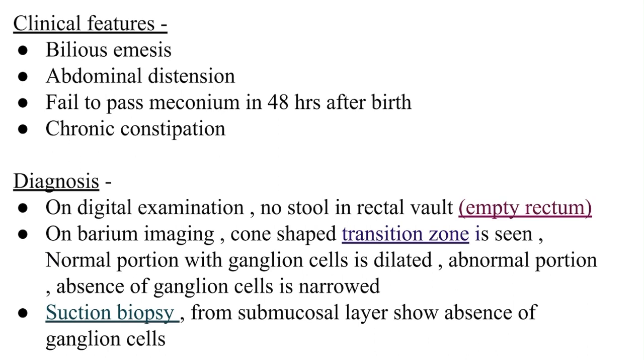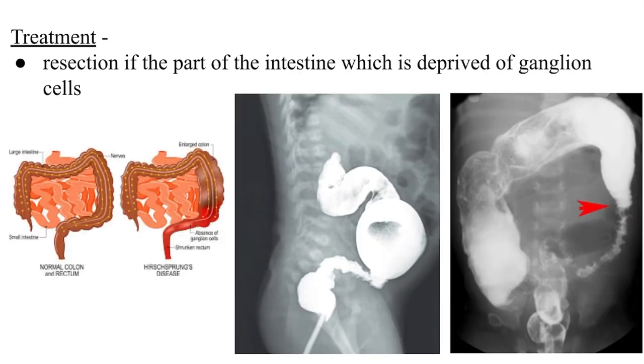Suction biopsy is done. Why? We need to take the cells from the submucosal layer. That's why suction is applied. We'll see if ganglion cells are present or absent in the submucosal layer. Absence of ganglion cells indicates this disease. Coming to the treatment, resection of the part of the intestine which is deprived of ganglion cells. See, for example, in this picture, this narrowed part is deprived of ganglion cells. We'll resect it. That is the treatment.